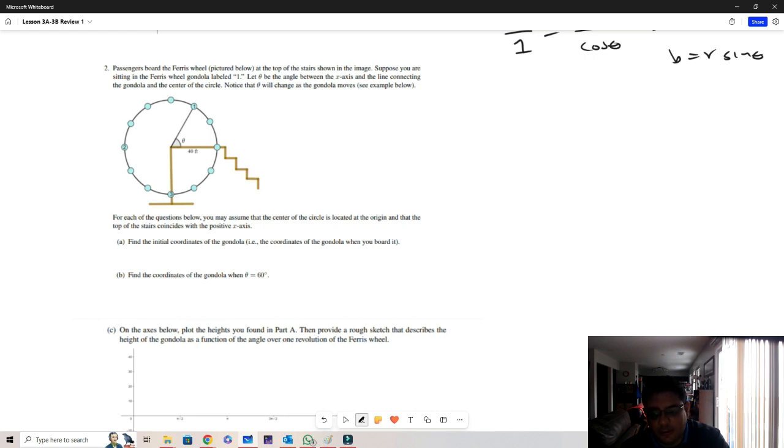So you can use what we previously got, and for the initial coordinates, we essentially have 40 cosine of 0, and we have 40 sine of 0. Now, cosine of 0 is 1 and sine of 0 is 0, so we have (40, 0). And this is going to be our initial coordinates for this point.